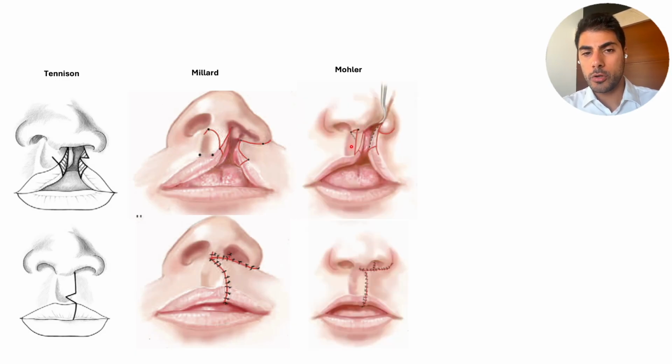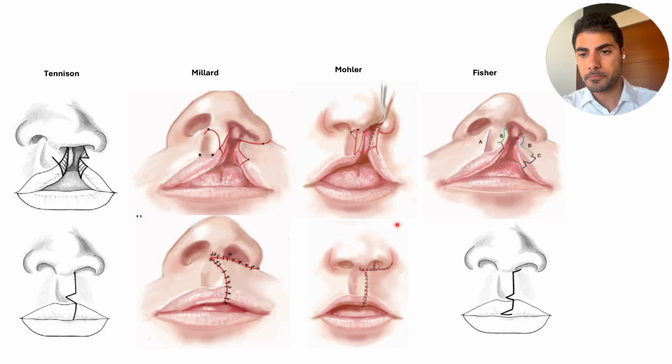And then the Mohler, where instead of going with the incision obliquely through the philtrum, what he did, he went above into the columella, had the back cut in order to avoid this oblique scar. And finally, Fisher came into play.